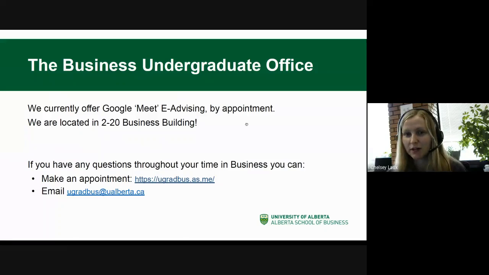So the business undergrad office is the office you'll be interacting with the most as a business student. Currently, we're offering Google Meet e-advising by appointment. Our appointments are currently full until the end of March, but we do have some available in April, and keep checking back as well because we're going to be opening some more appointments as the weeks go on. We're located in 220 Business Building, so come September, you'll be able to visit us. And if you have any questions throughout your time, you can always send us an email at ugradbus@ualberta.ca.